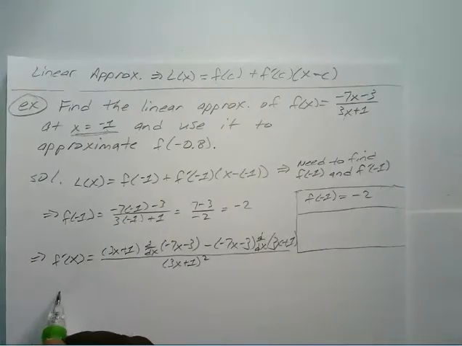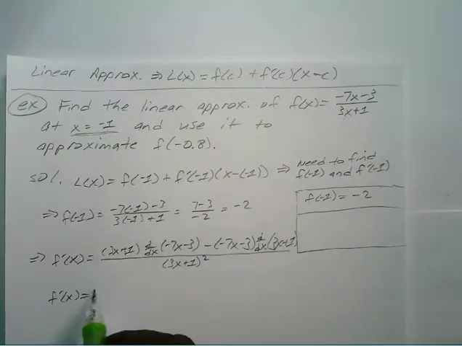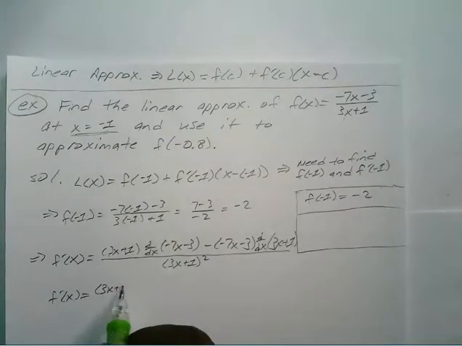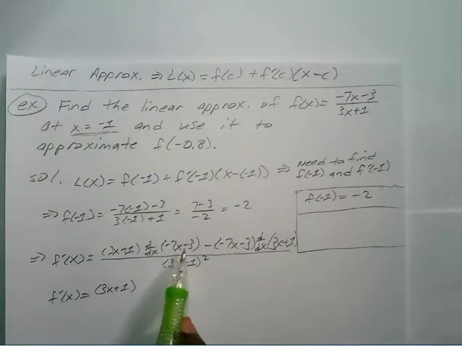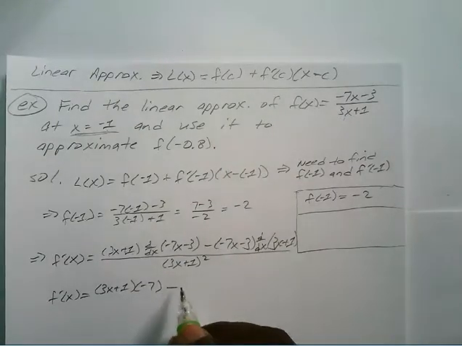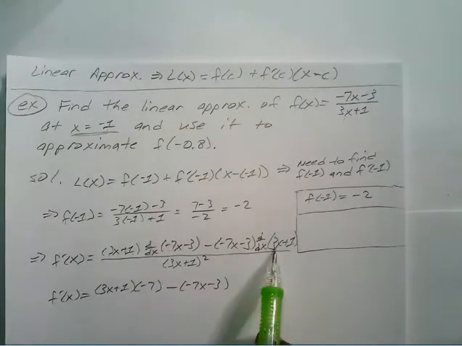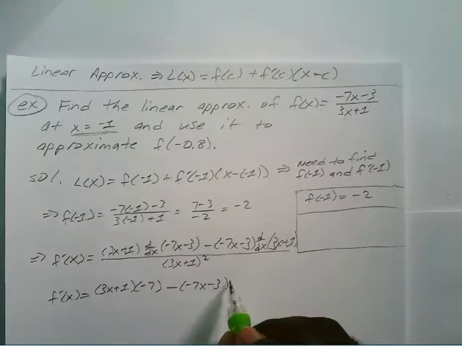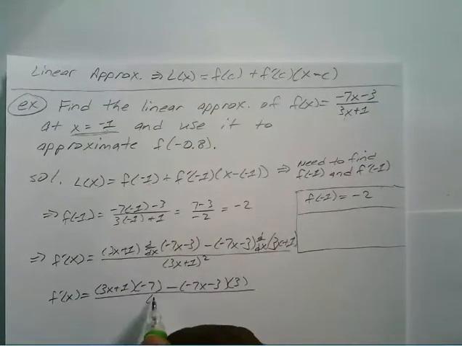So if we finish, f prime of x is equal to, you have 3x plus 1 times the derivative of negative 7x, which is just negative 7. The derivative of negative 3 is just 0, so that's times negative 7, minus negative 7x minus 3 times the derivative of 3x plus 1, which is just 3, all over 3x plus 1 squared.